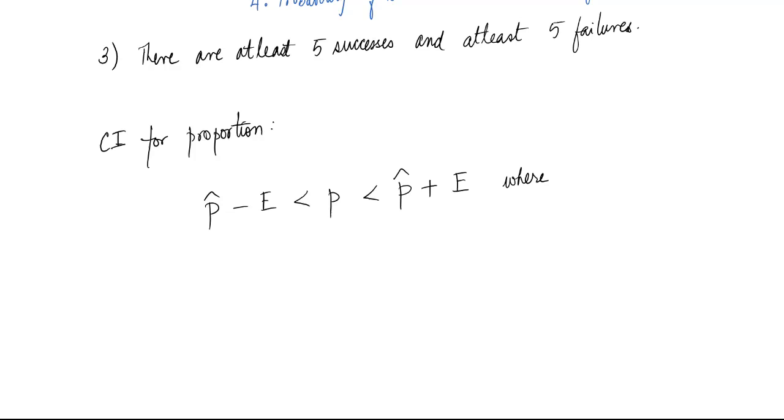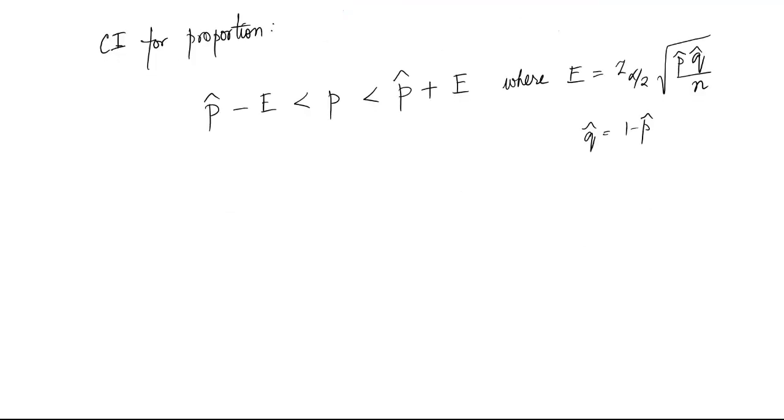And we used the formula, remember? E is z alpha over 2 times the square root of p hat q hat over n. Remember, q hat is 1 minus p hat. So technically, if you had p hat, you got your q hat. This is the inequality notation, so you can also write the confidence interval in interval notation: p hat minus E, comma, p hat plus E.